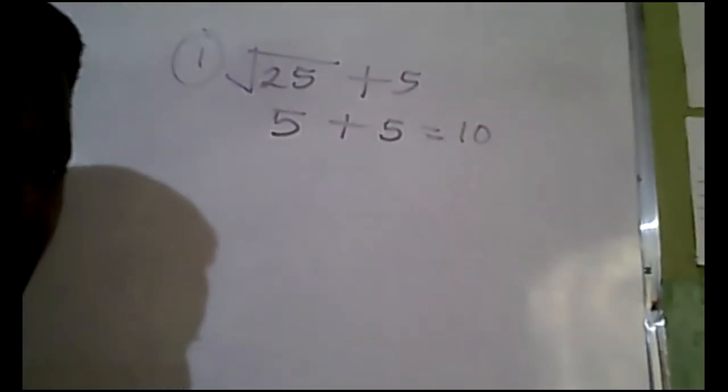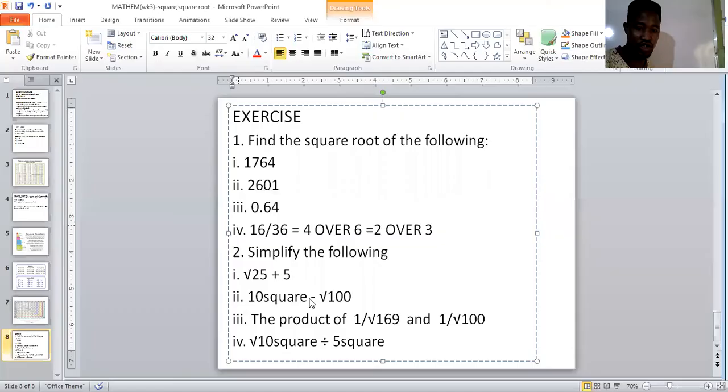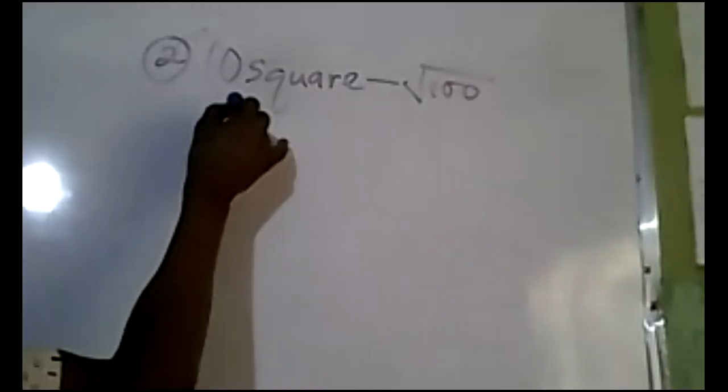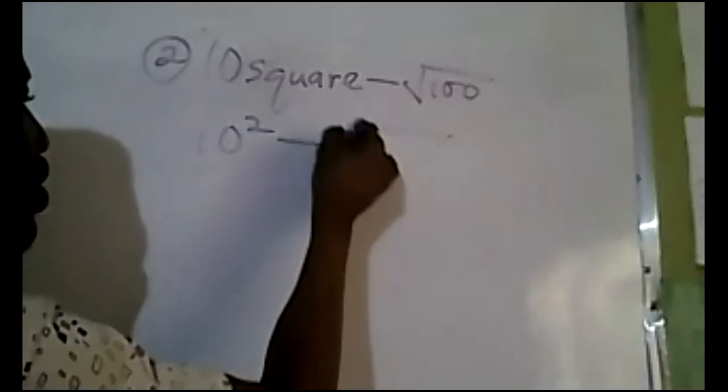All right, let's go to the next question. The next question says 10 square minus square root of 100. Number 2, it says 10 square minus square root of 100. That's what it means, 10 square minus square root of 100. See the board now. 10 square means 10 raised to power 2 minus square root of 100.